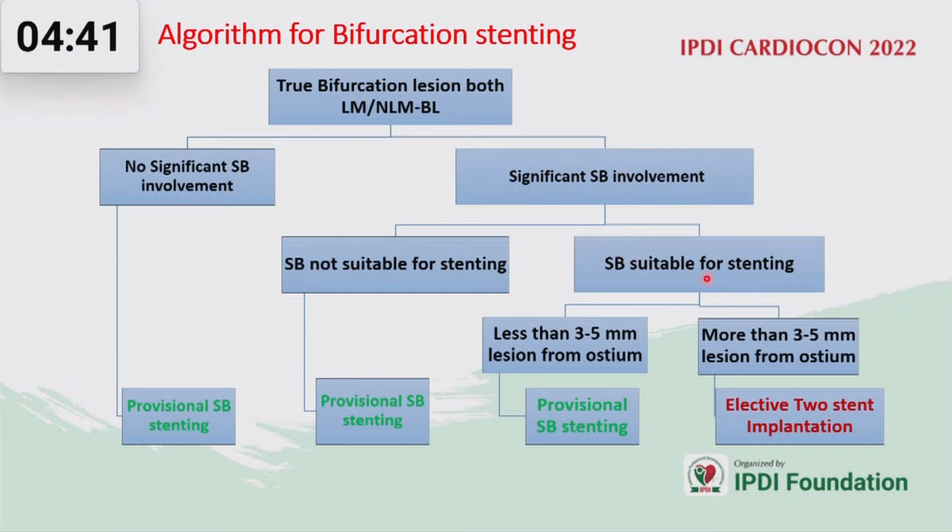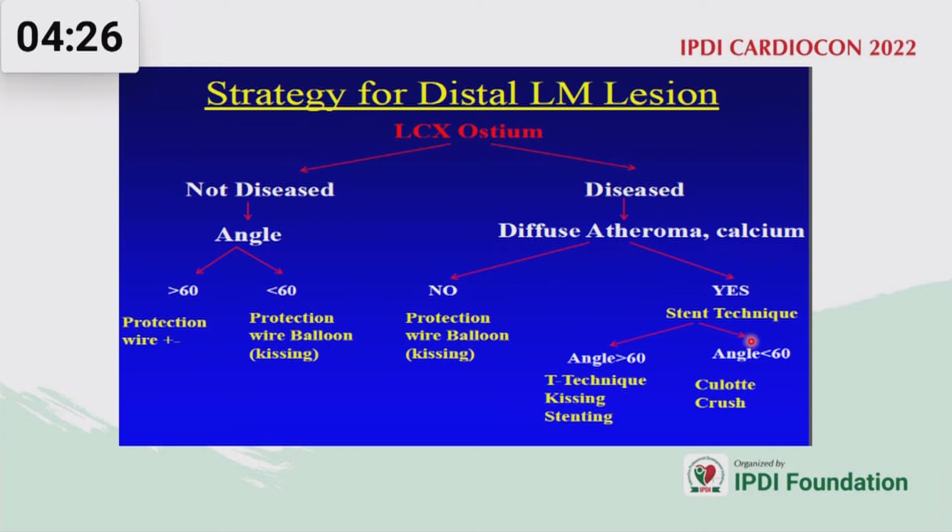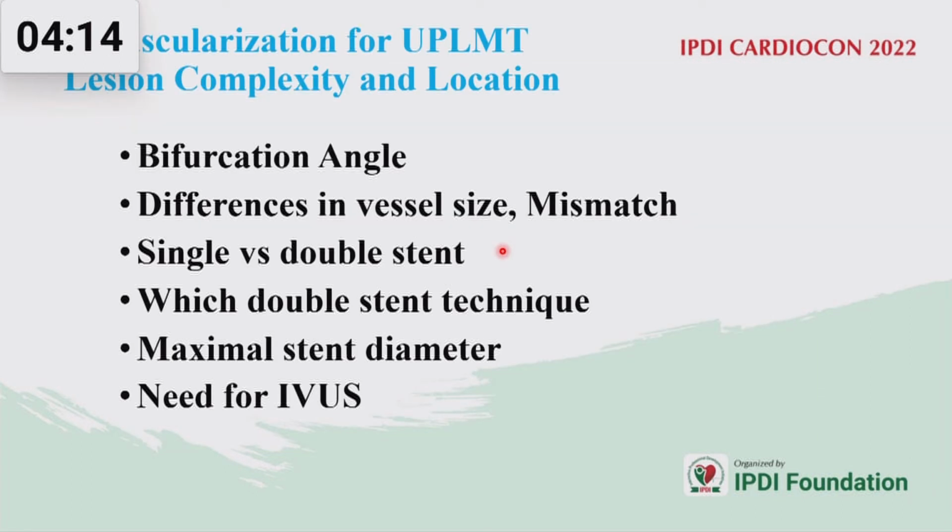If the side branch is suitable for stenting and the lesion of the LCX or side branch is less than 3.5 millimeters, again provisional stenting is the choice. If the lesion involves more than 5 millimeters, then it is different. There is another simple algorithm only for left main, considering the LCX ostium, whether it is angulated and whether there is atheroma in the LCX ostium. Depending upon that, provisional stenting or a two-stent strategy is adopted.